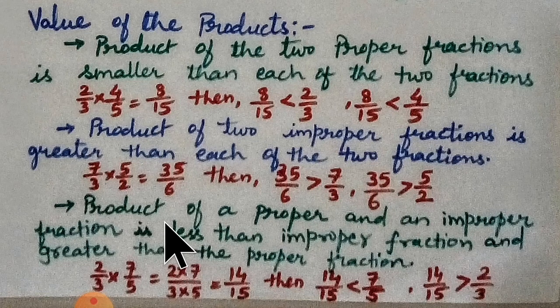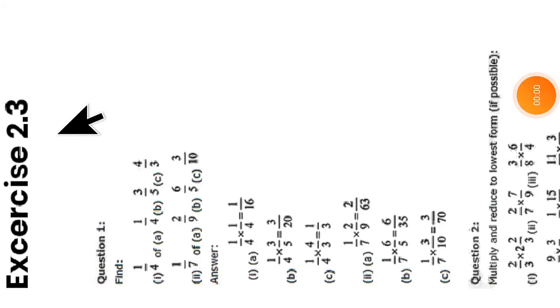Now product of a proper and an improper fraction is less than improper fraction and greater than the proper fraction. So 2 upon 3 into 7 upon 5 equal to 2 into 7 upon 3 into 5, that is 14 upon 15. Then 14 upon 15 is less than 7 upon 5 and 14 upon 15 is greater than 2 upon 3. Let us start with exercise 2.3.